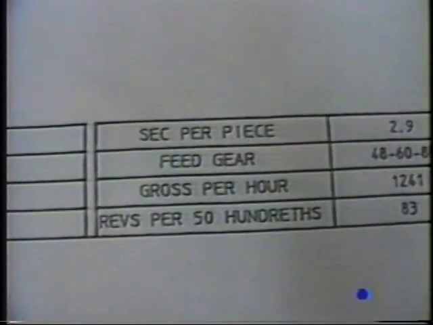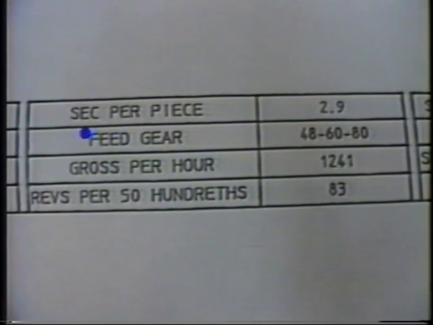Moving to the right, we see the cycle time for production listed as seconds per piece. This is the total production time, including index time. The feed gear arrangement used to arrive at the cycle time is listed with the required idler. This arrangement will be discussed further in tape number 6. The gross production per hour does not reflect overall machine efficiency and therefore is basically a reference number. The column listed as revs per 50 hundredths lists the number of work spindle revolutions during the working cycle, or from 0 to 50 cam hundredths.